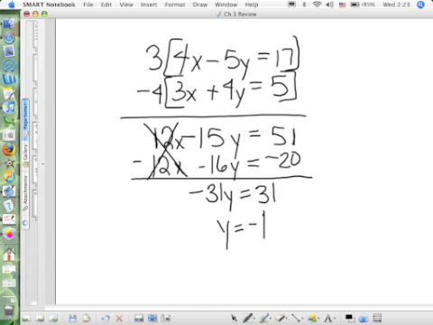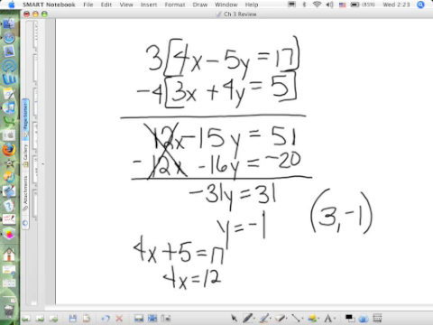Take that information and put it back into either this or this. Any one that you want. If I use the very top equation, if y is negative 1, then 4x minus 5 times negative 1 turns to plus 5 equals 17. Subtract 5 from both sides. 4x is 12, so x is 3. So (3, negative 1) was the point where those two lines intersected. Okay, let's move on.